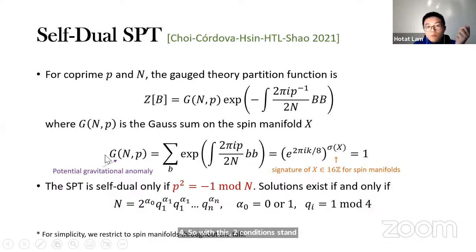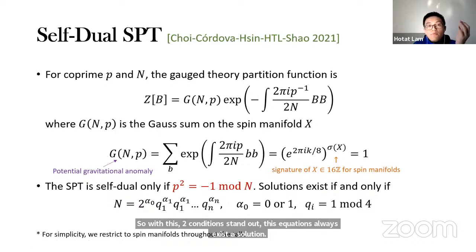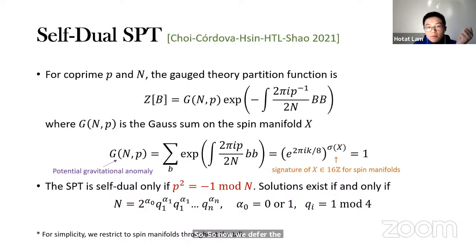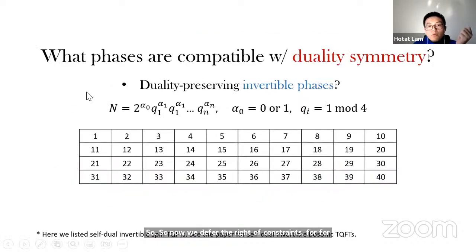Okay, so now we derive constraints for the existence of self-dual SPT. So this is the constraint, and now we can ask. The option is that only for this N, then a self-dual invertible phase exists. For N's that don't take these forms, then a self-dual SPT cannot exist.